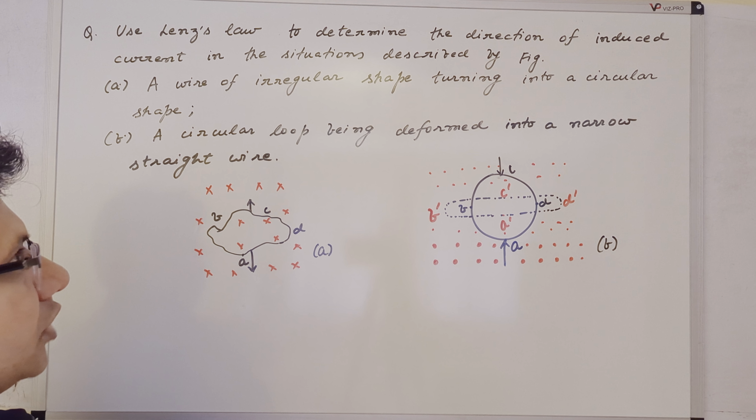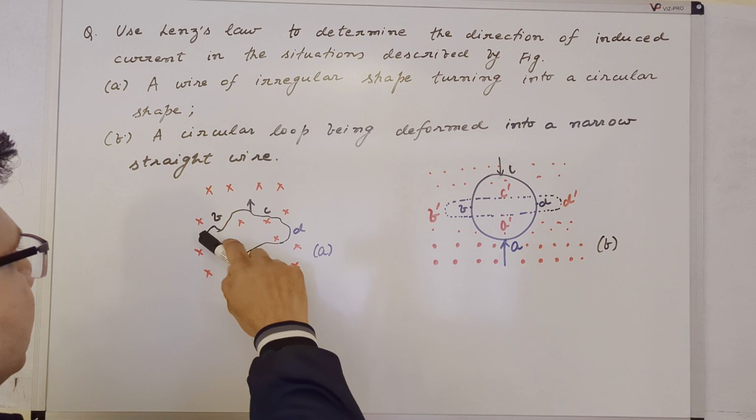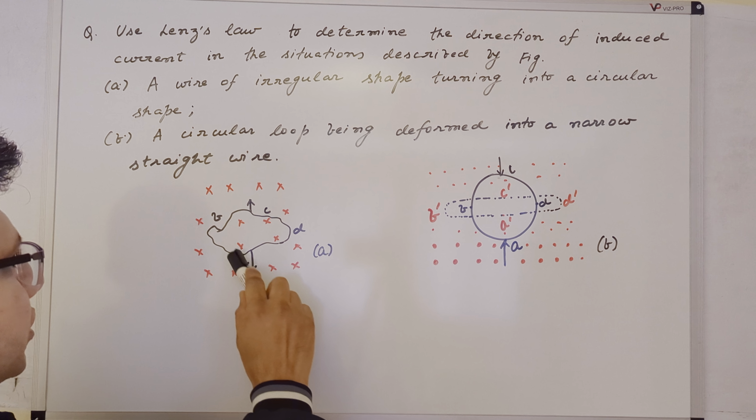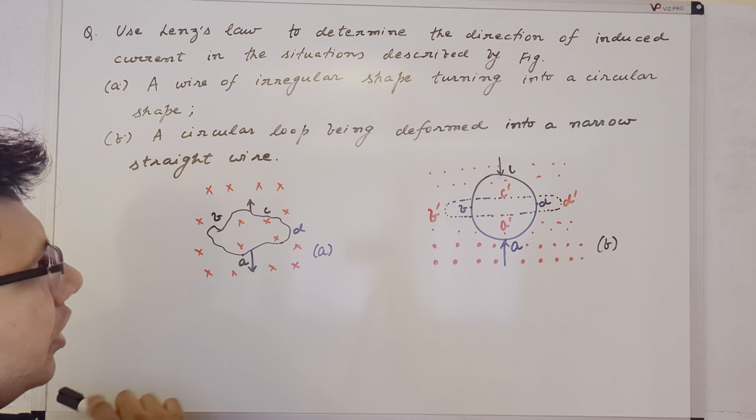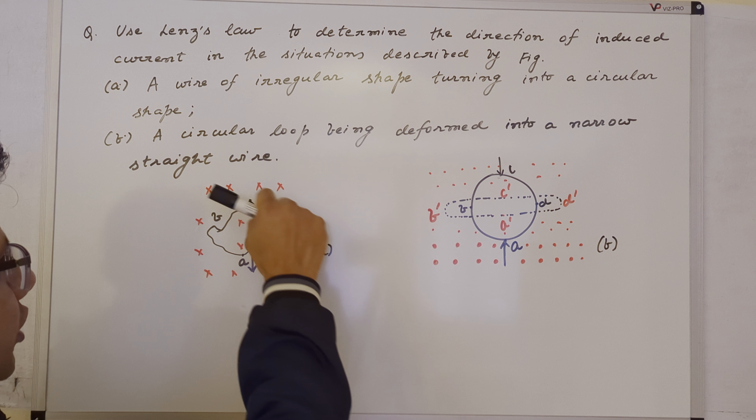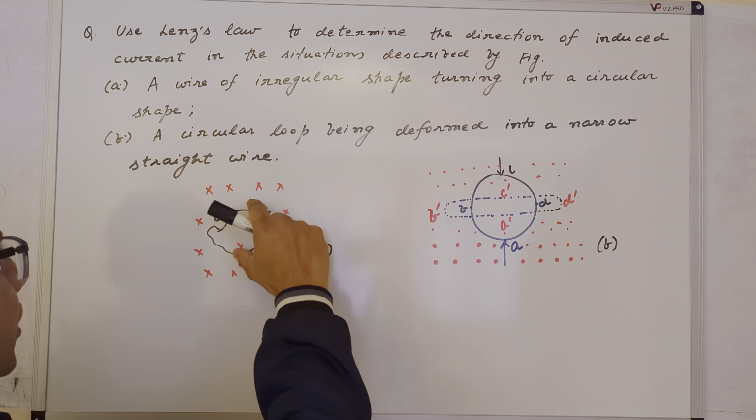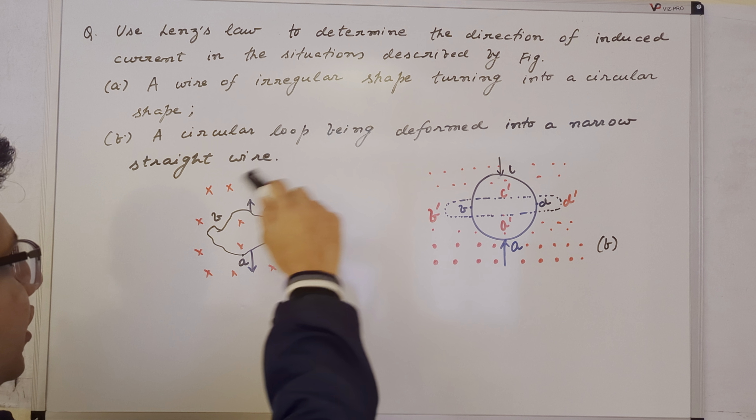In this particular problem, there are two situations. In the first part, there is some irregular shape. This is the irregular shape A, B, C, D. And this wire shape is pulled in such a manner as to make it a circle. So from an irregular shape, it is stretched to make a circle. And we have to find out the induced current in this particular wire.